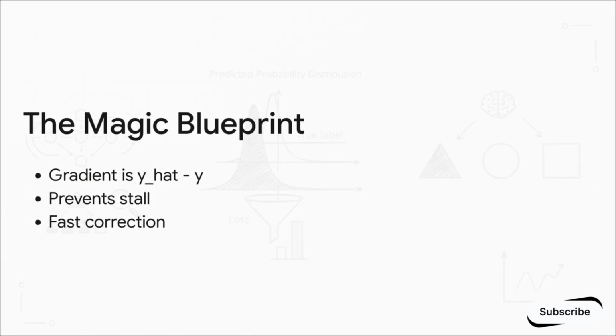And right here is the true magic of this blueprint. When you calculate the gradient, the derivative of this loss with respect to the raw outputs, it simplifies to something unbelievably elegant. Predicted minus actual, y hat minus y. It's that simple. If you predicted 0.1, but the truth is 1, the gradient is negative 0.9. It aggressively yanks the model back on track. This perfect linearity is exactly what prevents the vanishing gradients that plagued our old friend mean-squared error.